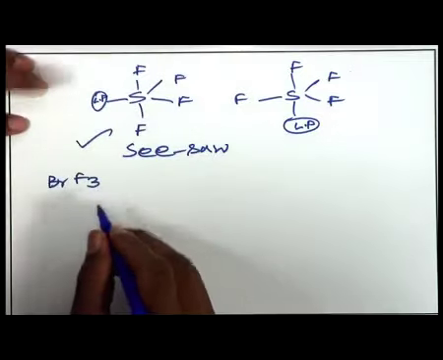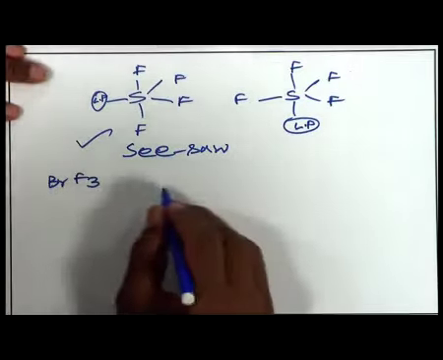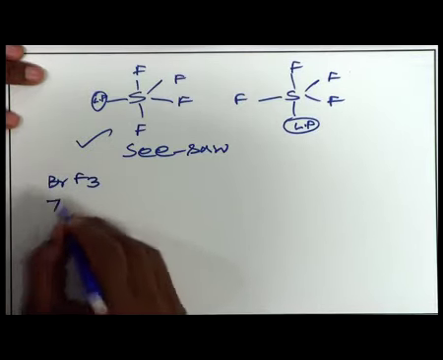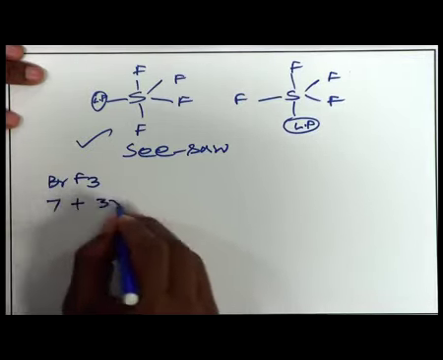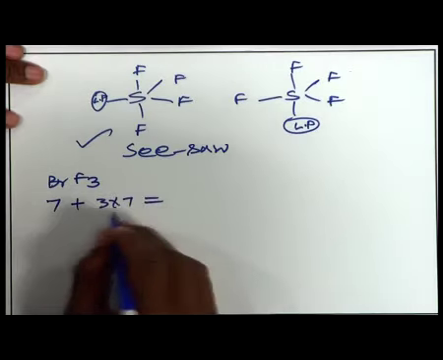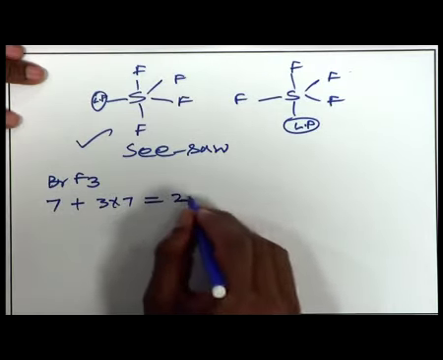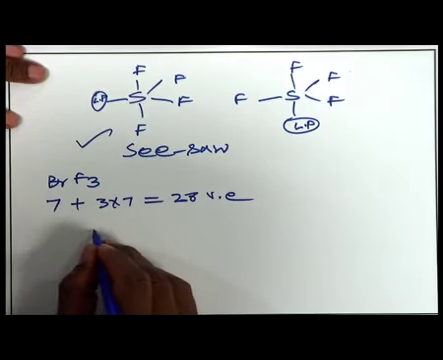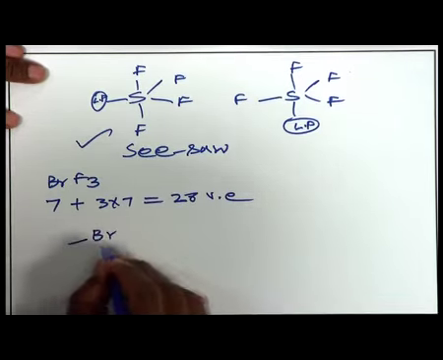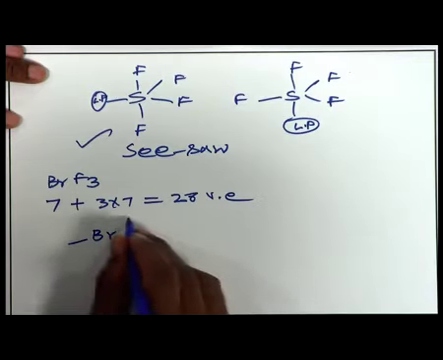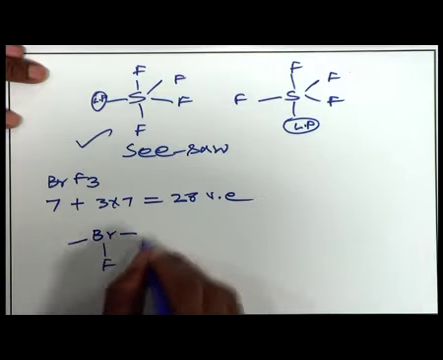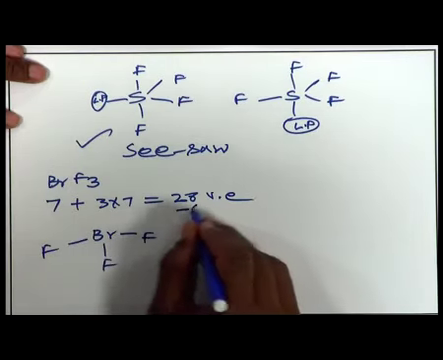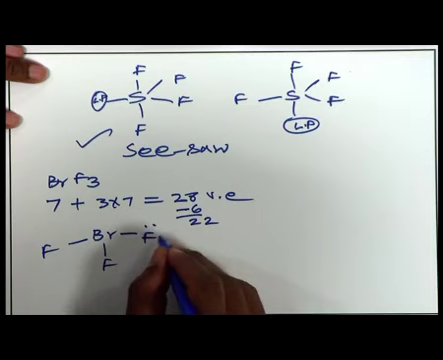BrF3. Now you have to find out the structure of the molecule. Bromine has 7 valence electrons, plus 3 into 7. So you have 28 electrons in total, the valence electrons. So arrange them. There are 6 bonding electrons, so you can arrange them like that.